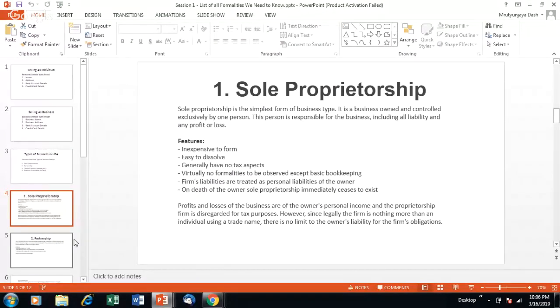And generally there will not be a tax aspect, as it is kind of an individual only. So are you saying that I won't be paying tax? You will be paying tax, but it will not be sales tax. You will probably pay income tax.